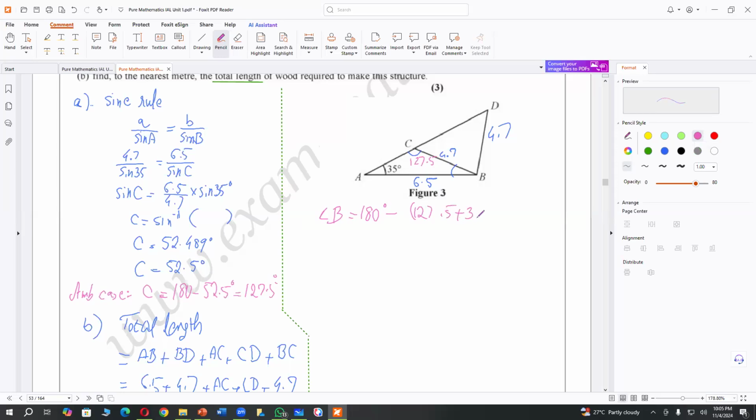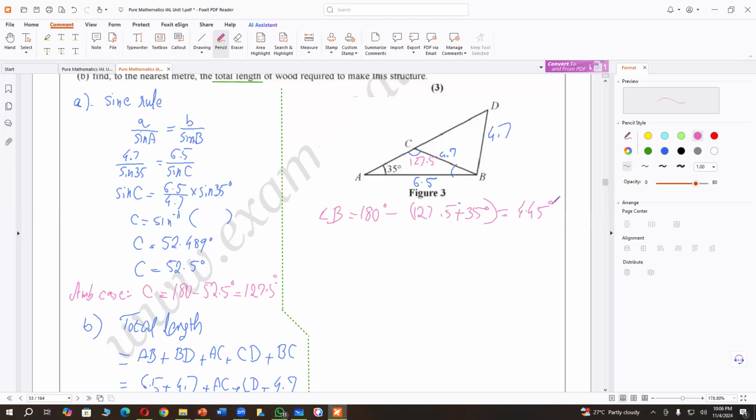127.5 plus 35. So what would be the third angle? The third angle is 4.45. Sorry, 12.5. Sometimes the voice totally bubbles out, no? 4.45.